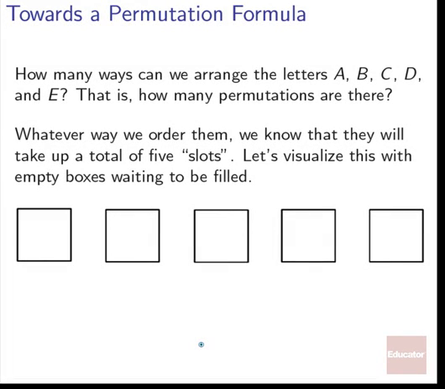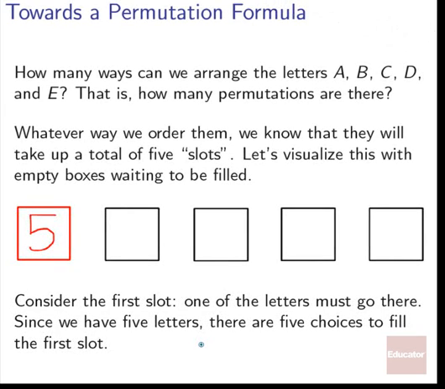First, we want to work on getting a permutation formula. So how many ways can we arrange the letters A, B, C, D, and E? How many permutations of those letters are there? Whatever way we order them, we know that they're going to take up a total of five slots, right? We've got five letters, so we're going to have to place them one after another. So we'll visualize this with empty boxes that are waiting to be filled.